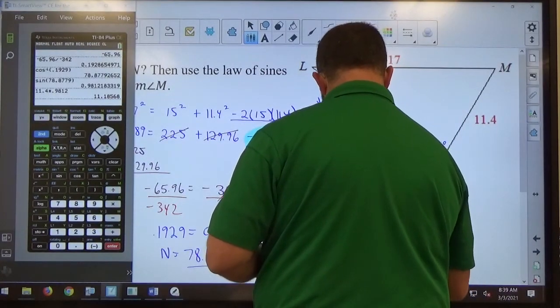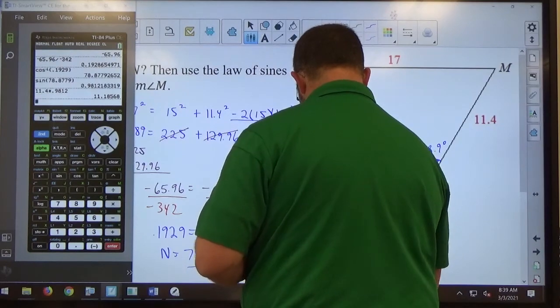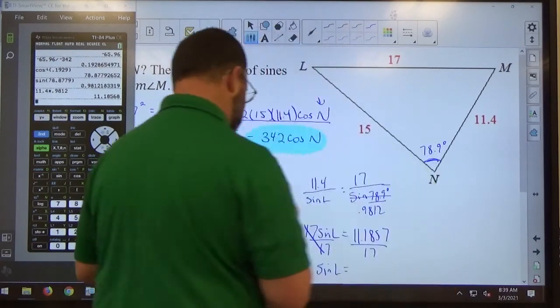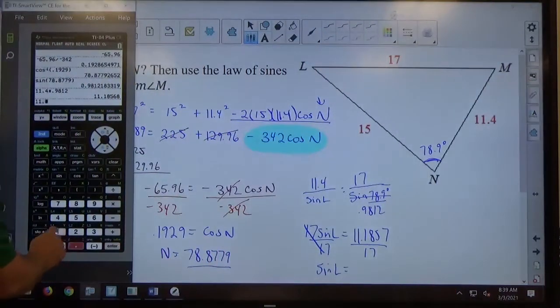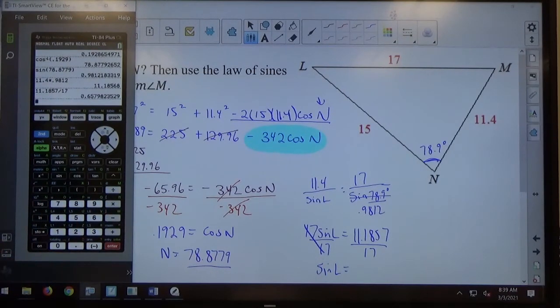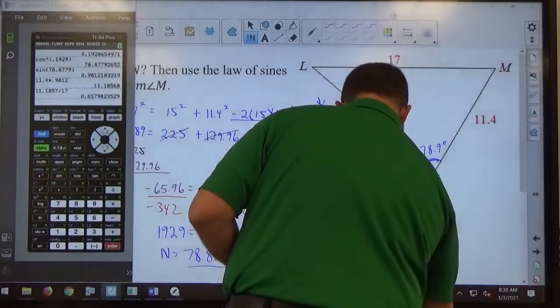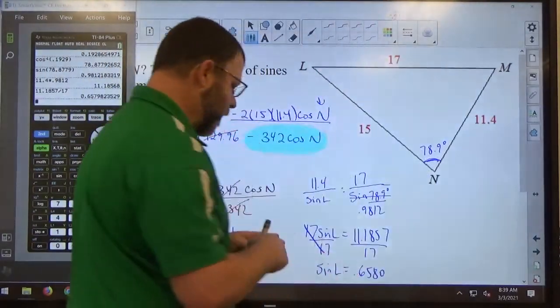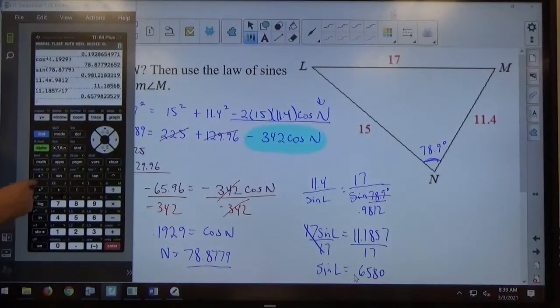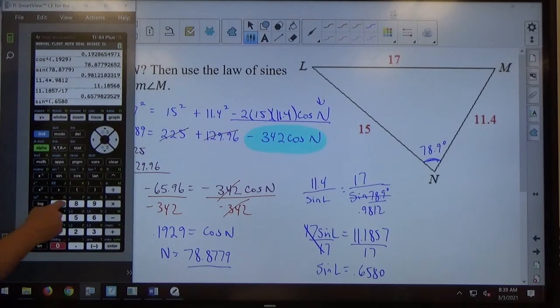Divide both sides by 17. Sine of L is equal to 11.1857 divided by 17, which is 0.6580. So to find L, I'm going to take the inverse sine of that number. So inverse sine of 0.6580 comes out to 41.1 degrees.